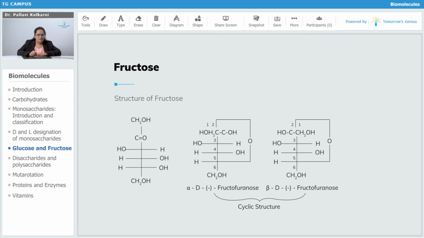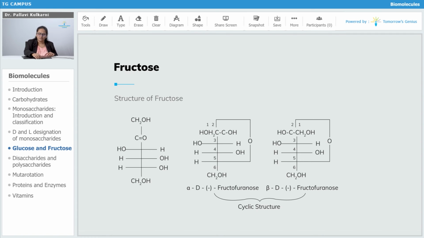Similar to glucose, fructose can also form 2 types of cyclic structures. One is called alpha, another is called beta. Again, the difference between these alpha and beta forms is in the position of the hydroxyl group, right? If it is on the right hand side, it is called alpha fructofuranose. If it is on the left hand side, it is called beta fructofuranose. That is the basic difference between the alpha and beta forms.